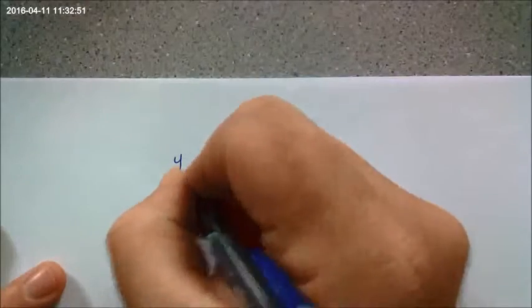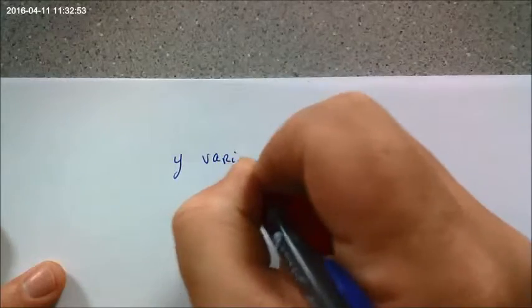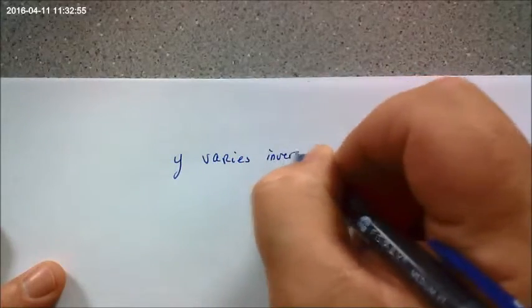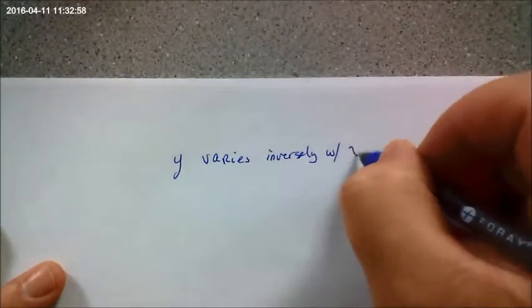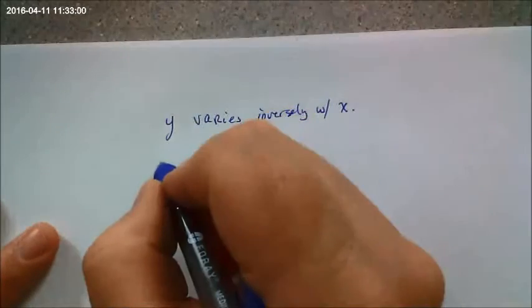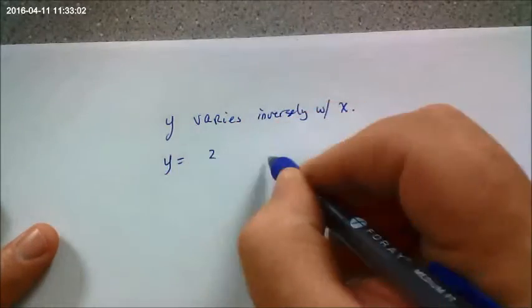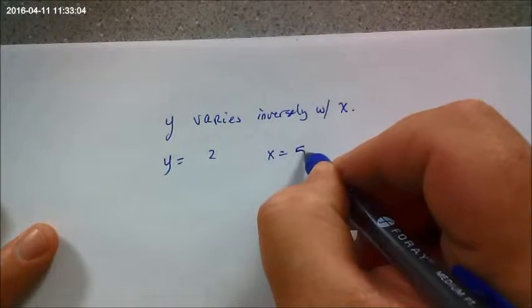Okay, let's do the last one. I've got one more. Let's say that y varies inversely with x. And let's say when y is 2, x is 5.